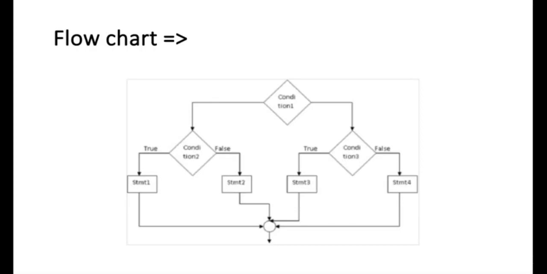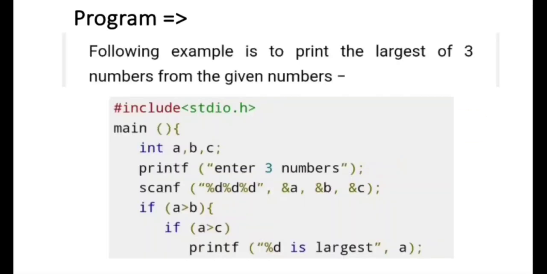The flowchart of the nested if else statement can be given as: for condition 1 we take a diamond, and that condition 1 takes two paths, where we write condition 2 and condition 3. If condition 2 is true, statement 1 will be executed. If condition 2 is false, statement 2 will be executed. And if condition 3 is true, statement 3 will be executed. If condition 3 is false, statement 4 will be executed.